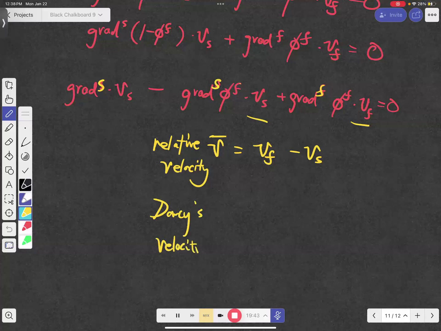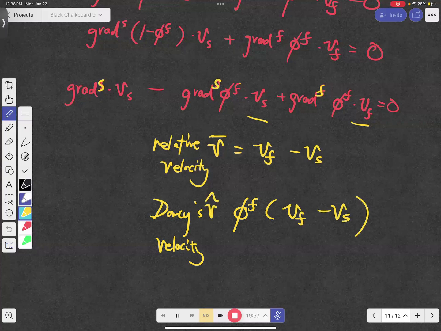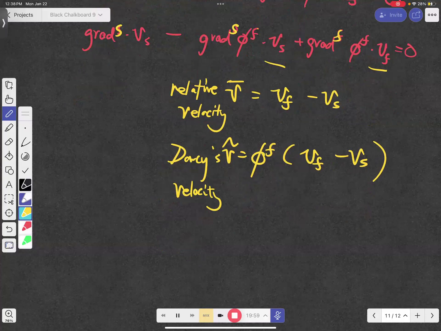What is Darcy's velocity? It's actually rho f theta f. So this is actually Darcy's velocity. Why do you define the Darcy's velocity this way? It's simply because, like the mass, we want to avoid directly calculating the intrinsic velocity, and instead use the more convenient effective area.